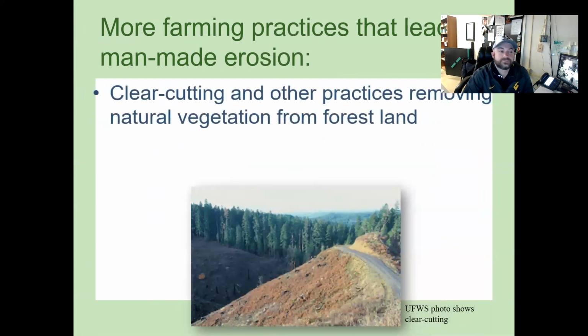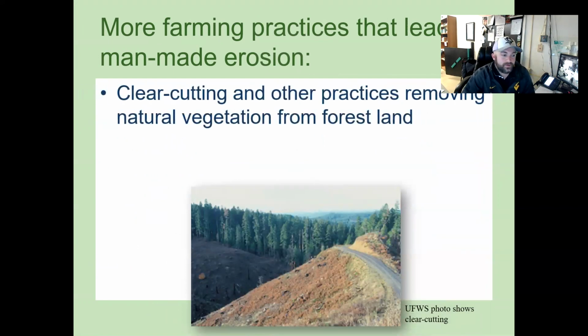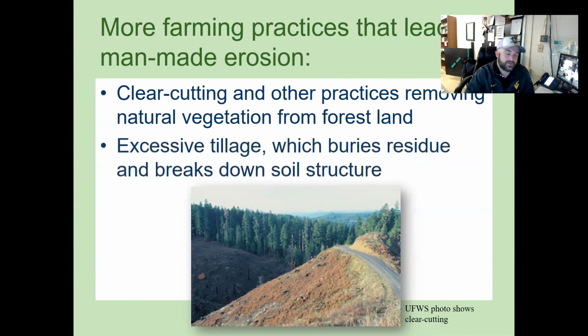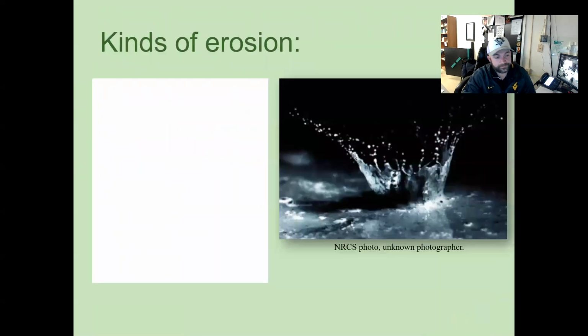So clear cutting and other practices removing natural vegetation from forest land. If you're cutting on a large forest, especially on a hillside, the erosion is going to happen at a more advanced rate. Excessive tillage, which buries residue and breaks down soil structure. So you'll start seeing different areas of the soil, like the topsoil layer, the subsoil layer, even some of those clay layers kind of being mixed together. And eventually you're just going to see a really bad layer of clay or rock.